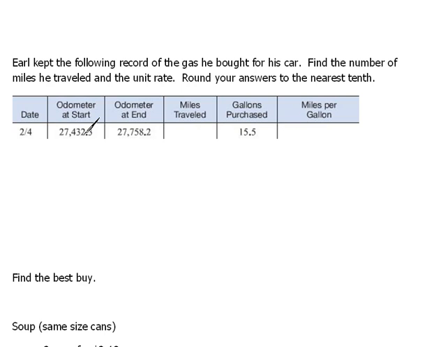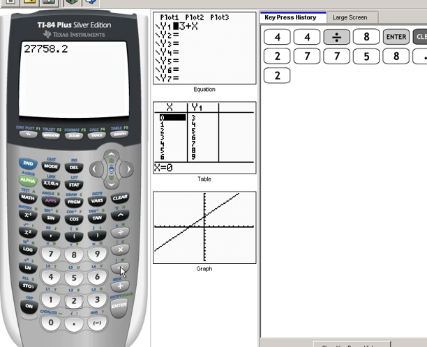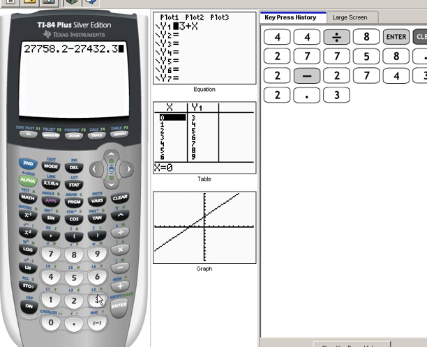It says, okay, here's his date. His odometer started at this amount and it ended at this amount. So we need to find the miles traveled. Now you can either do this by hand or you can use your calculator, either way. So if I want to use my calculator, I need to take how many miles he ended up with, which was 27,758.2. And I'm going to subtract off what he started with, which was 27,432.3 miles. So that's going to give us a miles of 325.9.